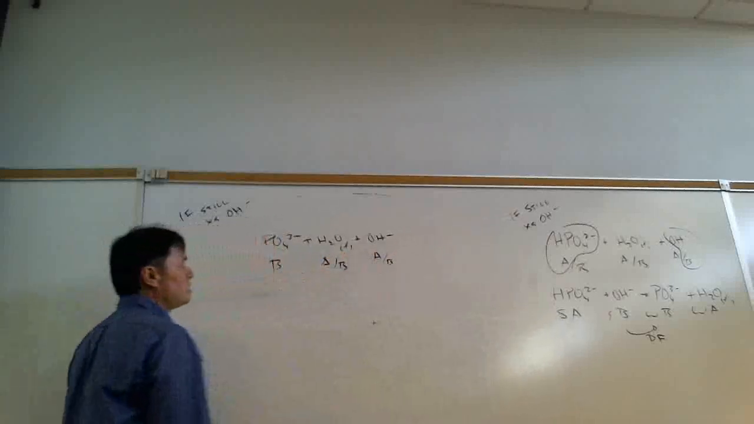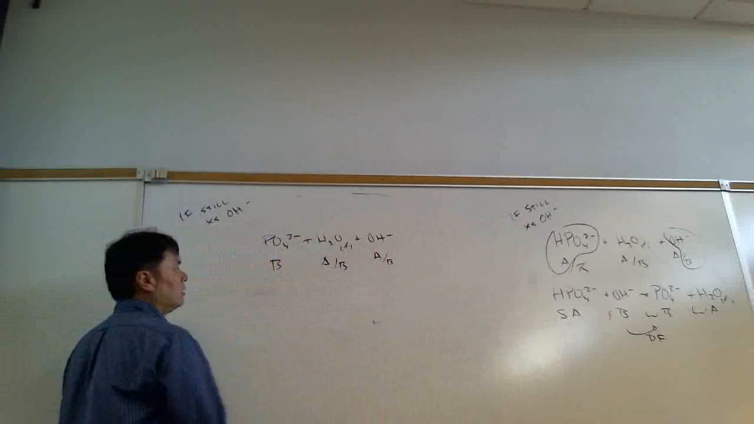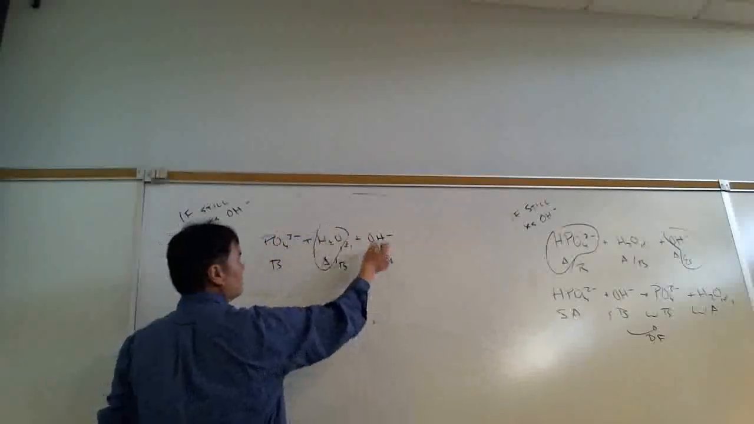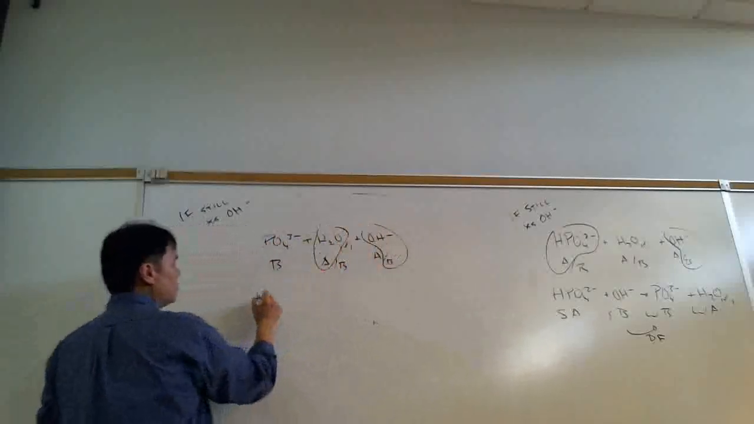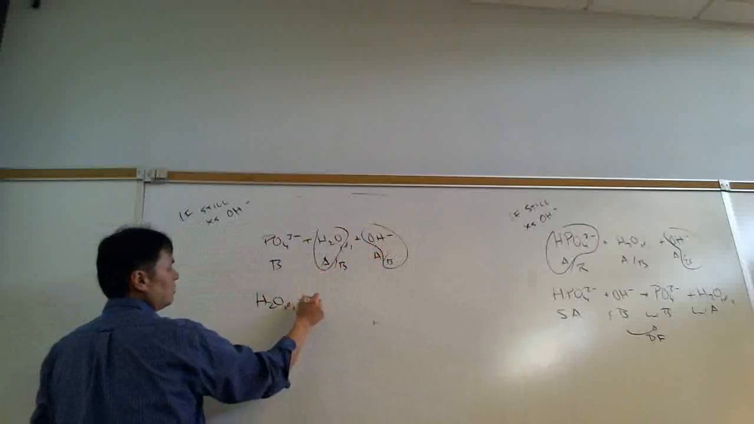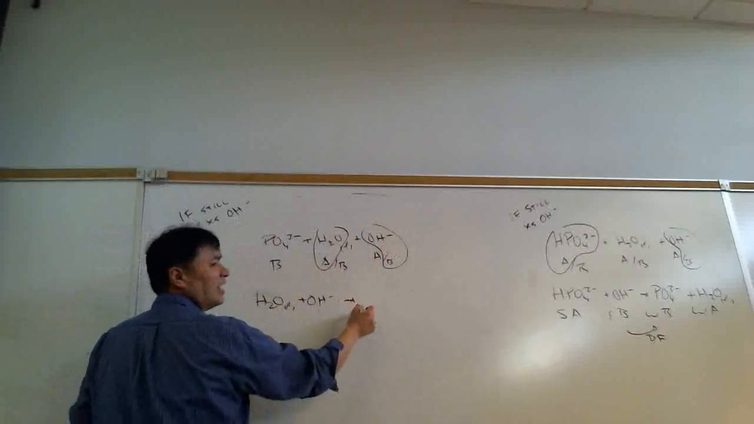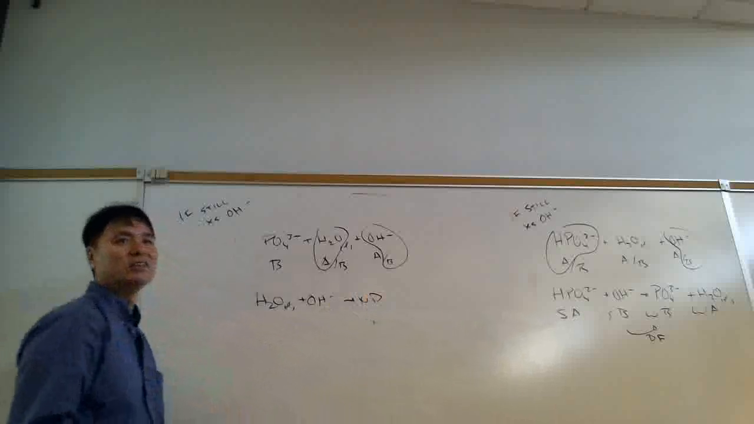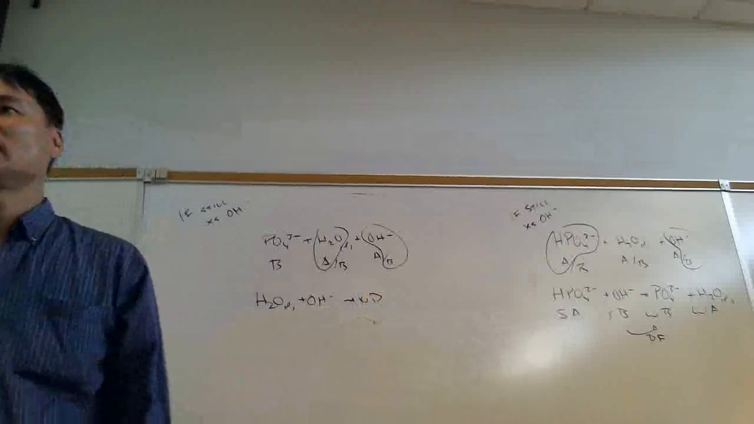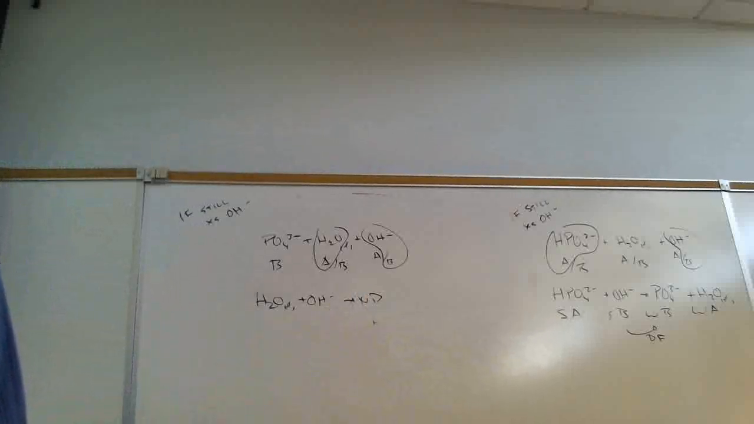And so what's the strongest acid present? Water or hydroxide? The strongest base? Hydroxide. And so what does water and hydroxide produce? Water and hydroxide. So basically NR, right? And so this is it. This is the end of the line for reaction here.